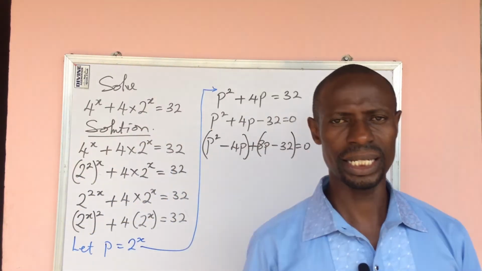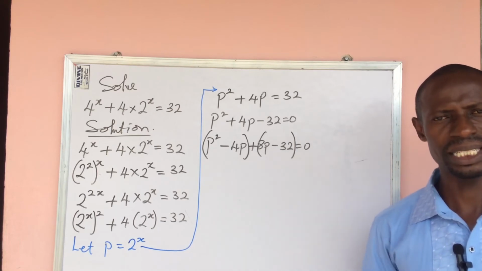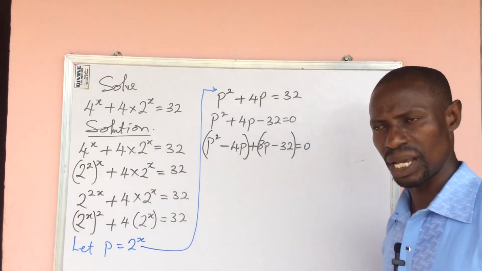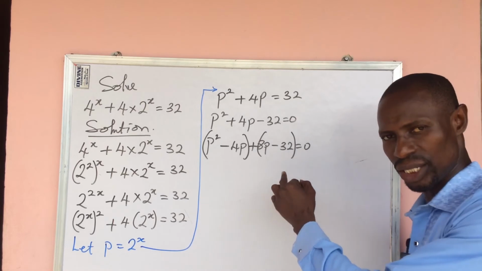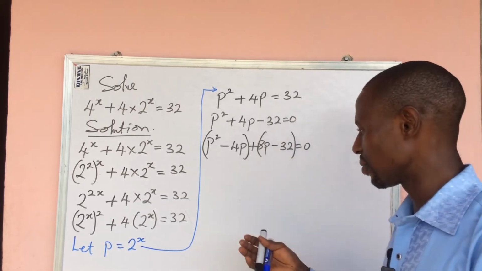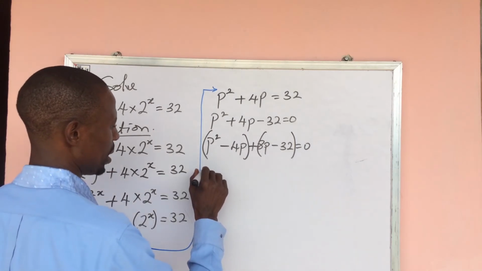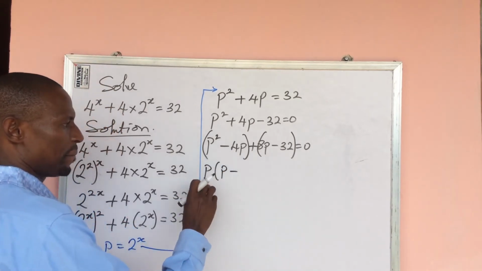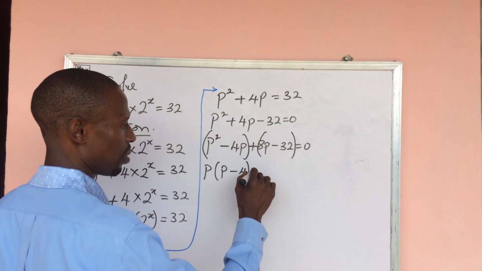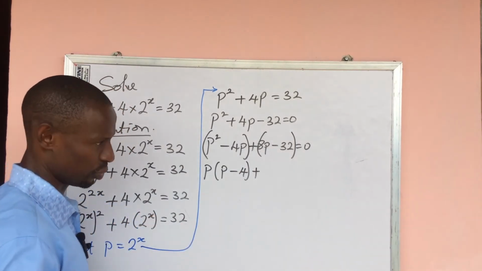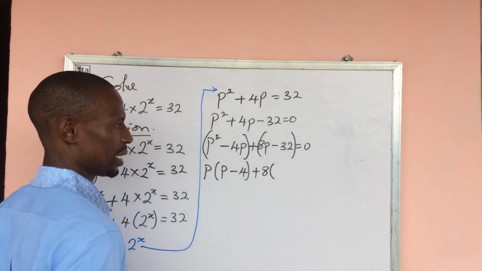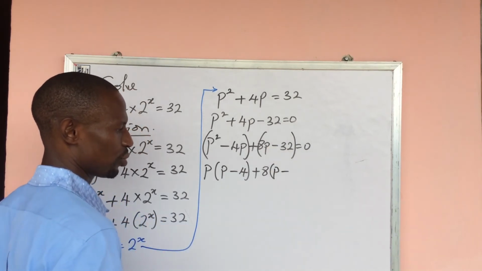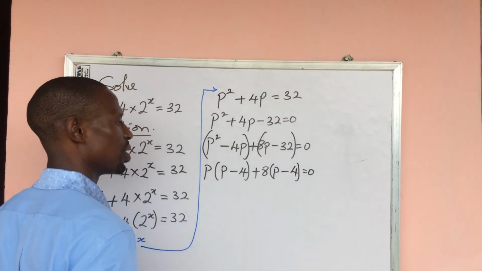So let's look into the brackets and see what factors are common to both terms. Here we have p, here we have p, so we can factorize p out. Here we have 8, and 8 can equally go into 32, so we factorize it out on this other side. From the first side, p into p squared, we are left with p, and p into 4p, we are left with minus 4, plus this other side, like I told you, is going to be 8. So we have 8, bracket, 8 into 8p, we are left with p, minus 8 into 32 will give us 4, equal to 0.